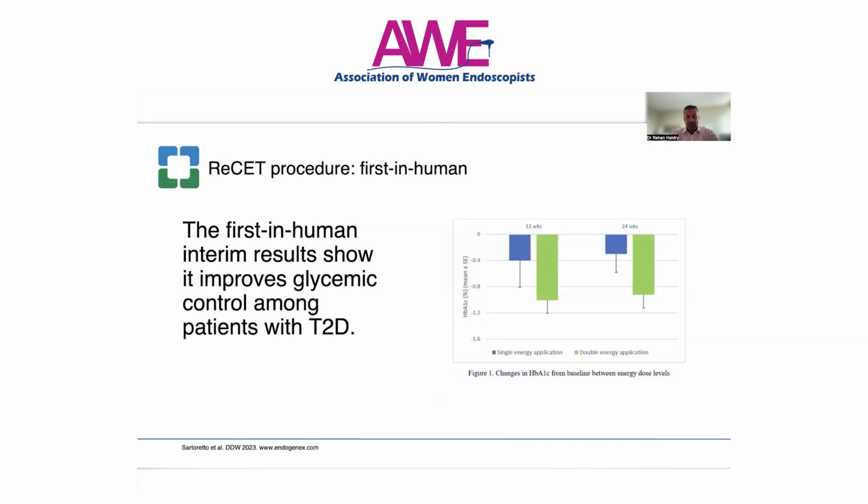These are the data that were published now over 12 months ago. The first in human trial showing that at 24 weeks, you can see with a double application of the energy, again, a significant improvement in A1Cs in patients with type 2 diabetes, similar to what I showed you with the Revita procedure.